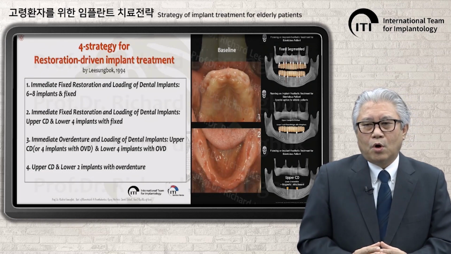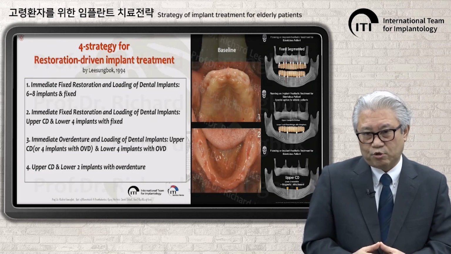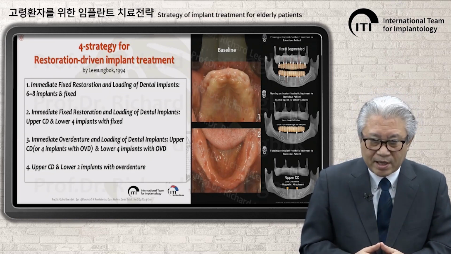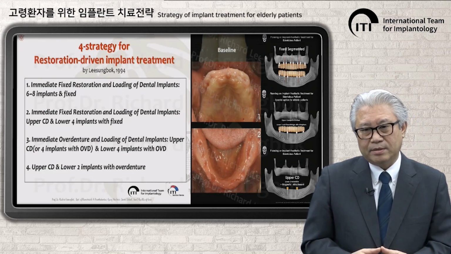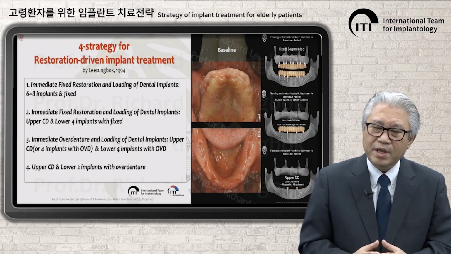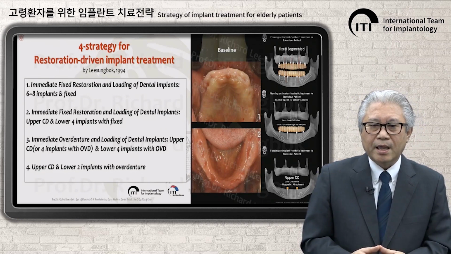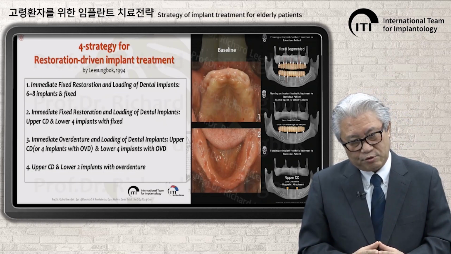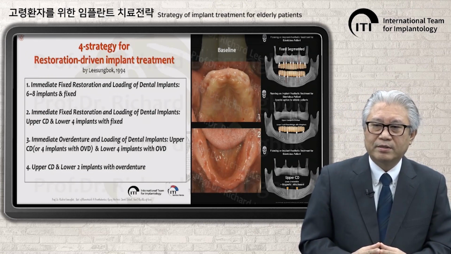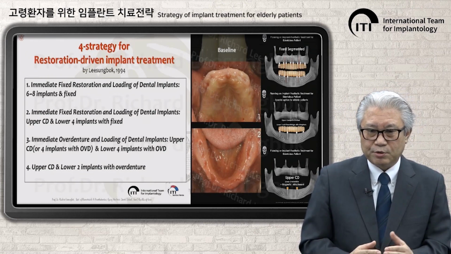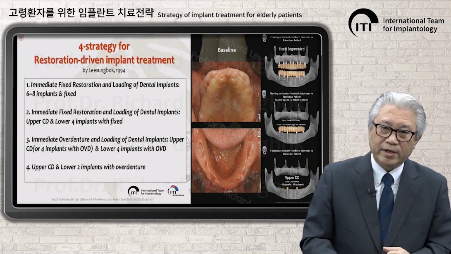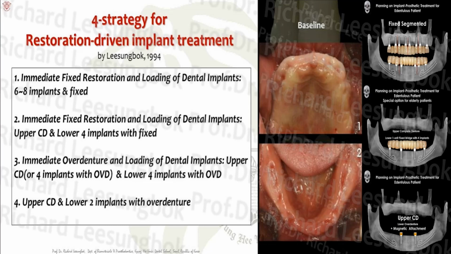The third is to put a complete denture on the upper jaw or set up 4 implants and put an overdenture on them. And on the lower jaw, you set up 4 implants and load them with a fixed provisional restoration or an overdenture to carry out immediate loading. Fourth, complete dentures on the upper jaw, 2 implants on the lower jaw, and an overdenture on it to carry out immediate loading.